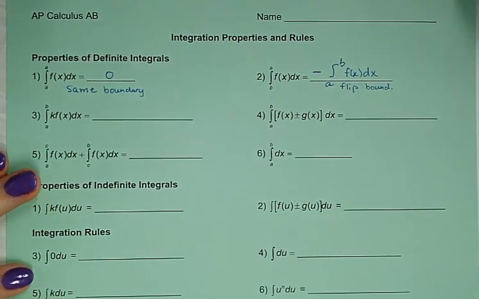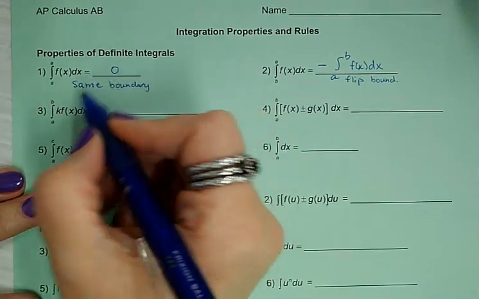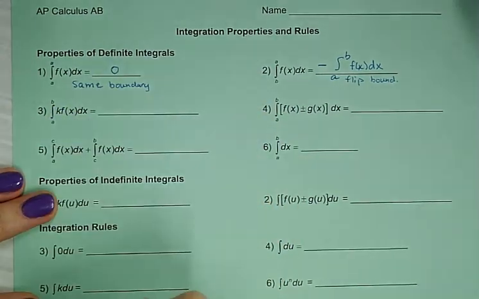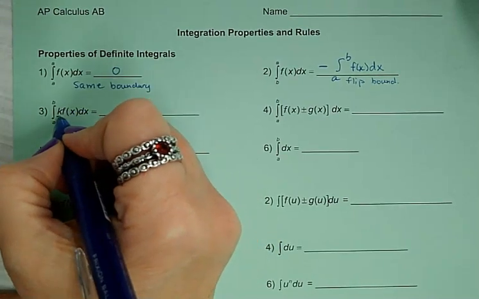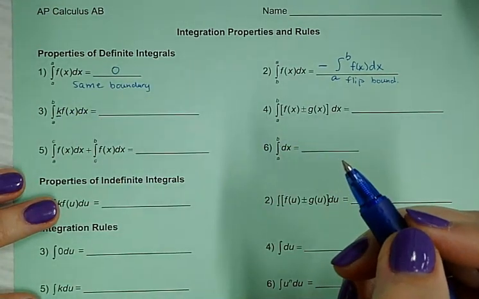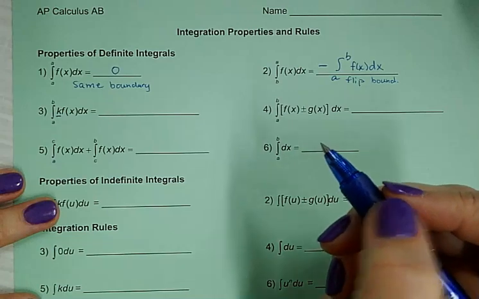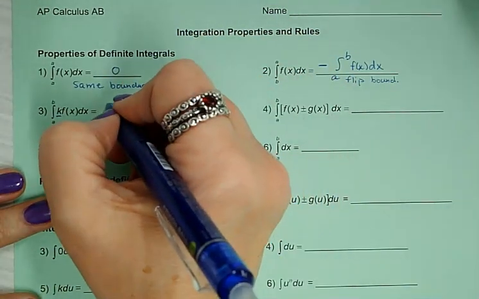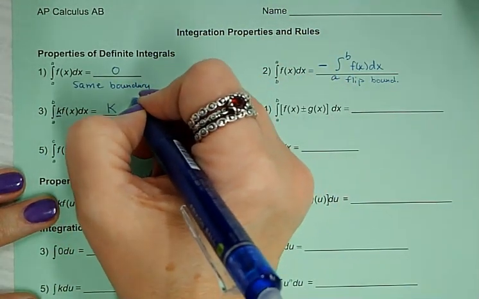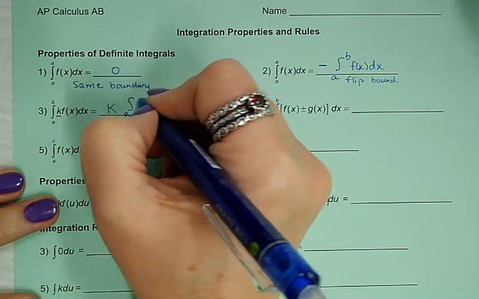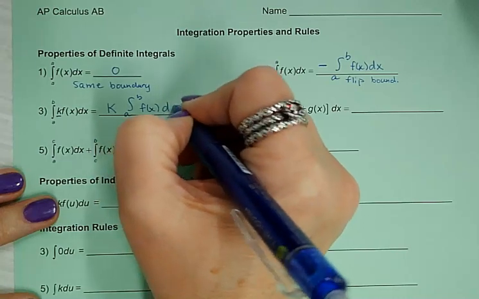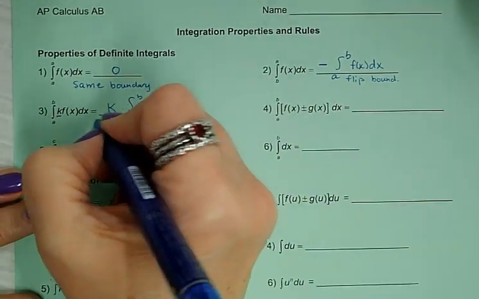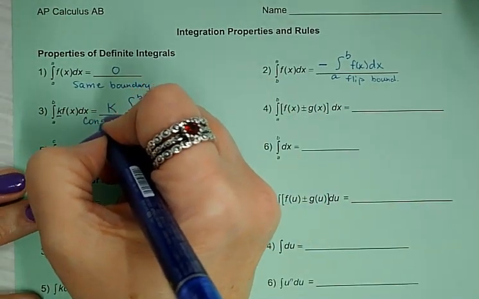All right, and so then the next one is the integration from A to B. So this time the boundaries are correct. We have a constant value right here. And so when we have that constant value, we can actually pull it out in front. So I can say the constant and then do my integration from A to B of f of x dx. So this one has a constant in it.